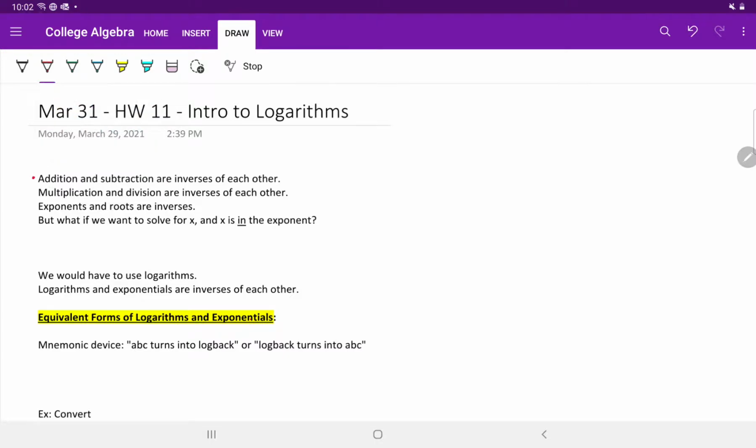Addition and subtraction are inverses of each other. That's pretty basic. So if I had something like x plus 3 equals 9, and I wanted to solve for x, we do the inverse of plus 3, which is subtract 3. And you end up with x equals 6. Multiplication and division are also inverses of each other. So if I had 4x equals 7, and I wanted to solve for x, I would do the inverse of multiplication, which is division. I know this is extremely basic, but I just want to get us thinking about inverses.